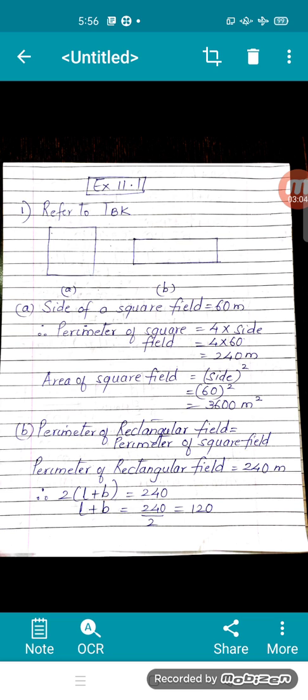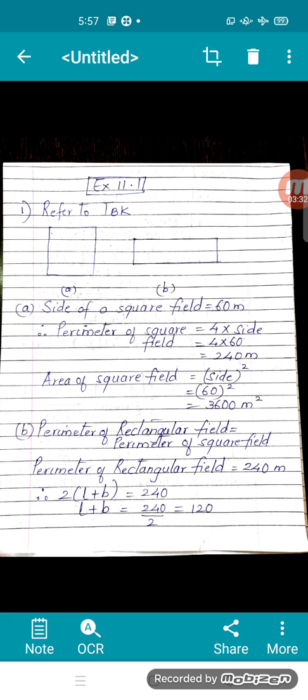Figure A is square. Figure B is rectangular shape. And the sides are given: 60 meter, here 80 meter. Let us start the first point. Side of square field is 60 meter. Please note down. So perimeter of square will be 4 into side, 4 into 60, that is 240 meter. First point is clear. Then we find area.